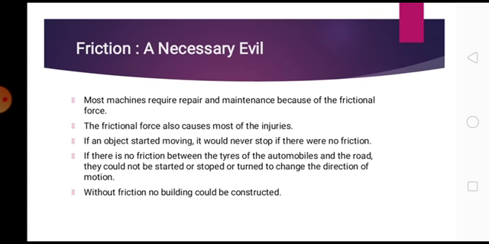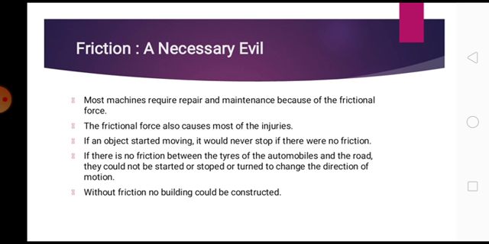Let's move to the next. Friction is a necessary evil. How is friction evil? It causes most machines to require repair and maintenance because of frictional force. Means when friction force acts on any machine or object, it needs to be repaired, like we do service of our cars and bikes. The frictional force also causes most of the injuries.